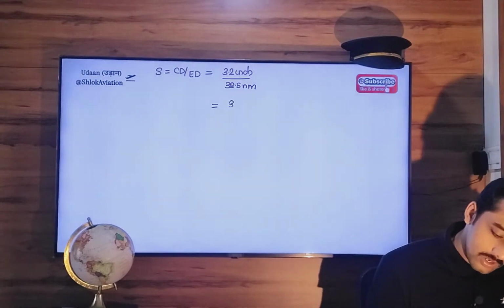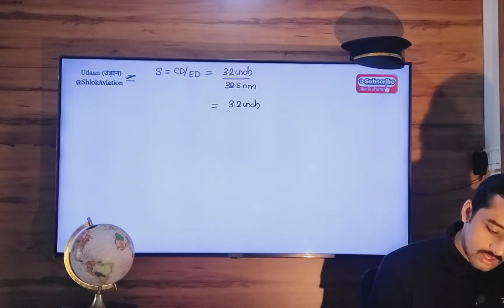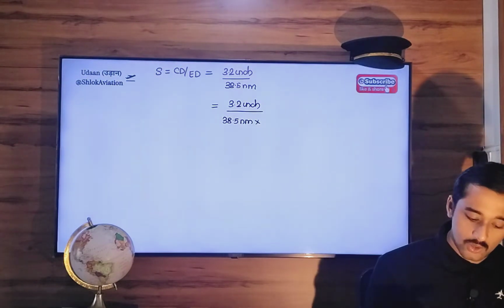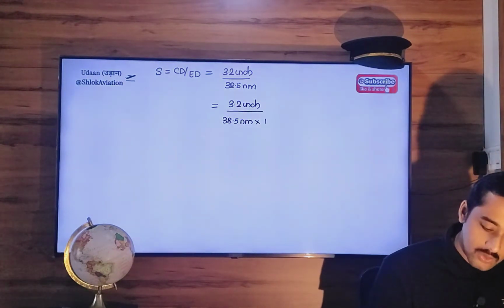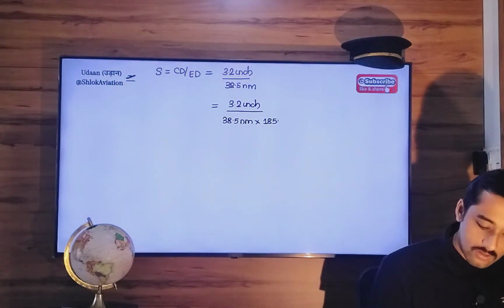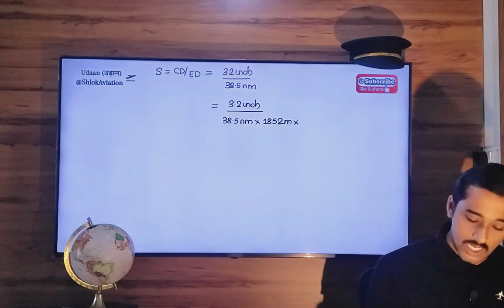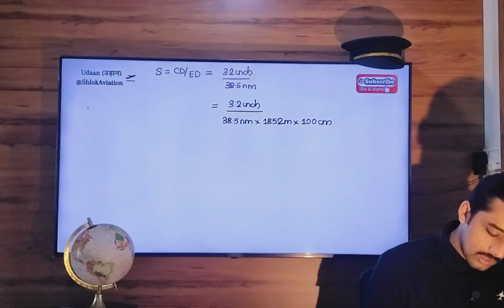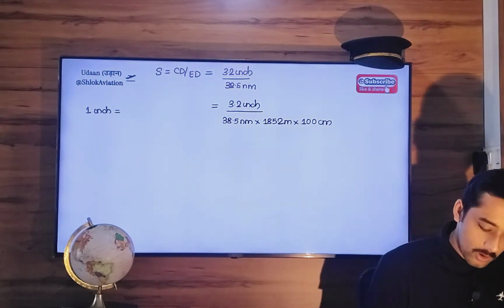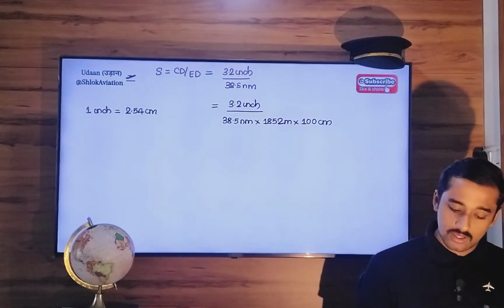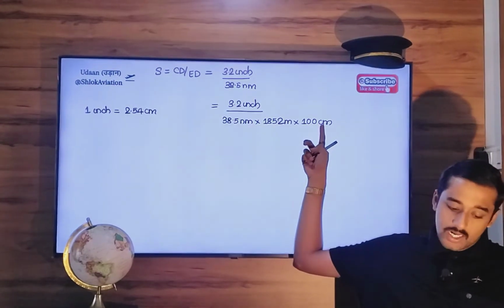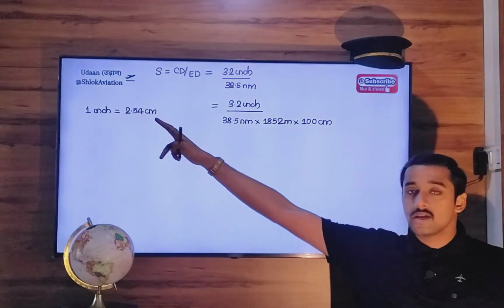So 3.2 divided by 38.5 nautical miles. Convert nautical miles into meter. So 1 nautical mile is 1852 meters. Meter into centimeter, so 100. Now we all know that 1 inch equals 2.54 centimeter, right? So this many centimeter, 38.5 into 1852 meter into 100 centimeter, will be equal to how many inches?